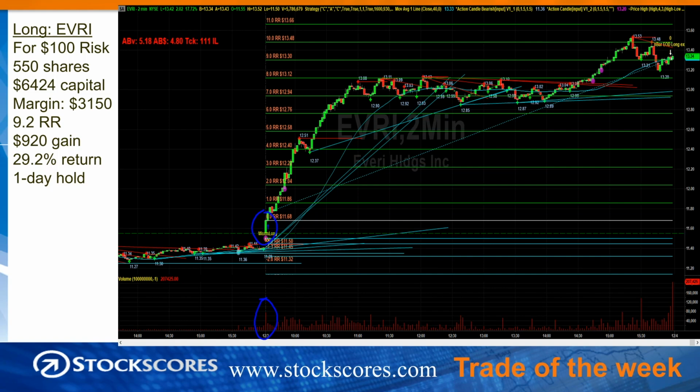Well, EVRI for $100 of risk required the purchase of 550 shares. That's $6,400 in capital. If you can margin that, I've got there $3,150. It's actually $2,150 in capital. And that was a $920 gain at the end of the day. So again, I've done my calculations wrong. It's more like a 50% gain or close to a 50% gain on this trade, 45% roughly. Quickly in my head, I'm calculating that. And that's an awesome day trade. And those are the kind of trades that are really coming up every day in the market, and we're finding those with active live.